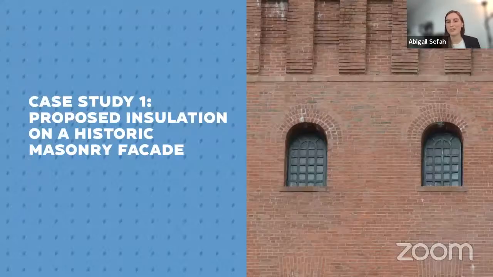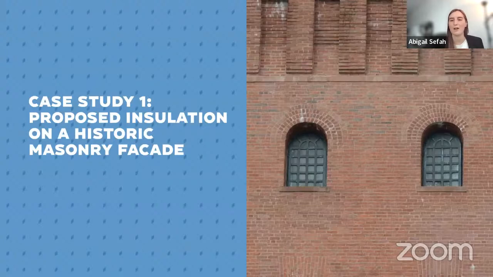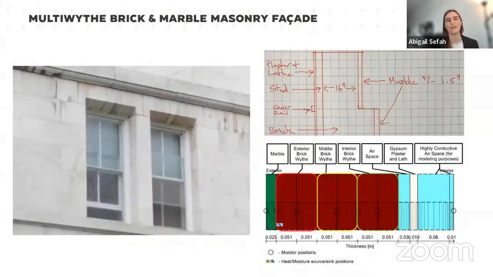Okay, today I'll be moving through 4 different case studies. Our first is a client came to us proposing installing insulation on the inboard side of the historic masonry facade. This building was constructed in 1901 up in Vermont. It's a multi-wythe masonry building, so there are 3 to 5 wythes of brick, and then on the outboard side there's a wythe of marble. You can see here in green.